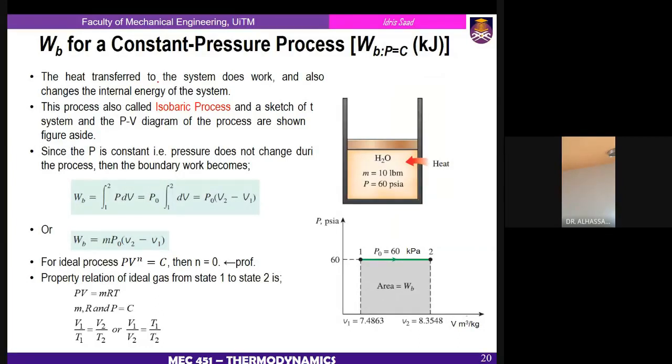Now, for a constant pressure process, what is the meaning of a constant pressure process? That is isobaric. Isobaric is a constant pressure process. So how do we initiate a constant pressure process? We have a piston cylinder over here.